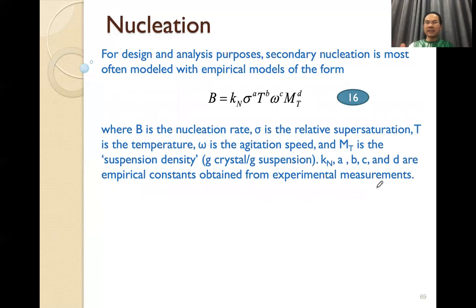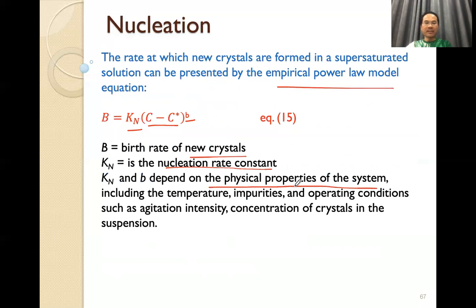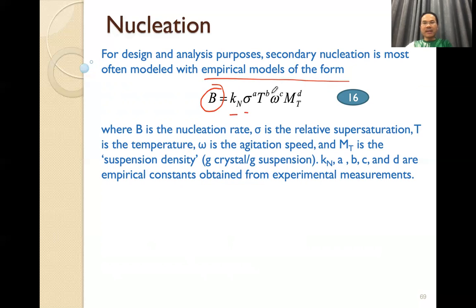And mostly, we can express the secondary nucleation in terms of an empirical model, right? The birth rate is a function of Kn, sigma to the power A, T to the power B, omega to the power C, MT to the power D. Kn is the nucleation rate constant. And the terms A, B, C, D are constants that we can estimate from experimental data.